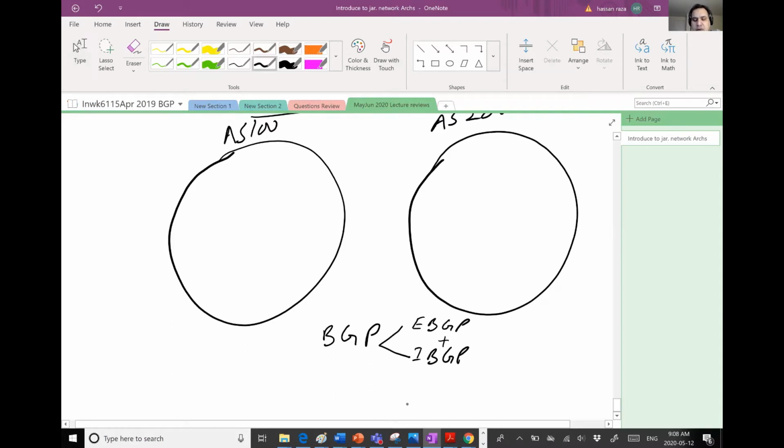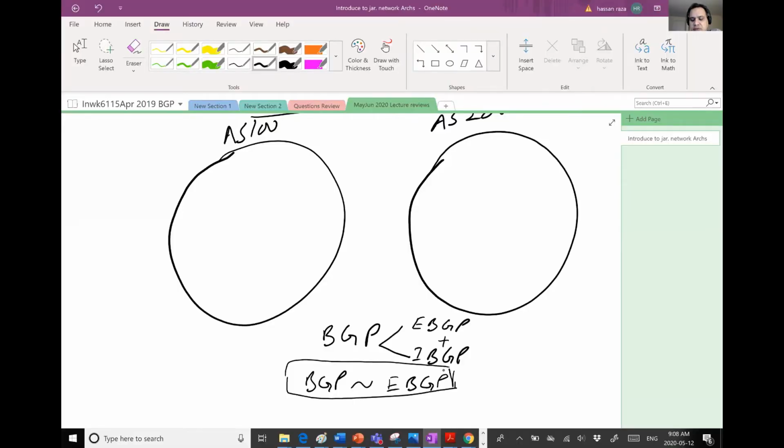And normally when we say BGP, it is understood that we are talking about eBGP. It is not worth mentioning that actually BGP consists of eBGP plus iBGP. It is not worth mentioning because that is a universal truth. But whenever we talk specifically about BGP operation, we are talking about eBGP. So that's how the name goes.